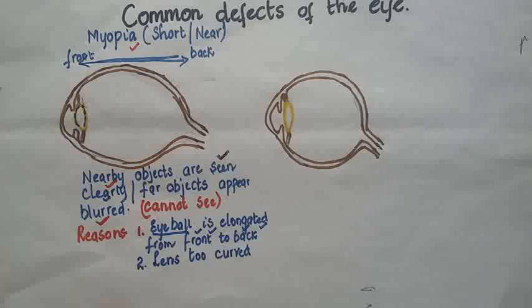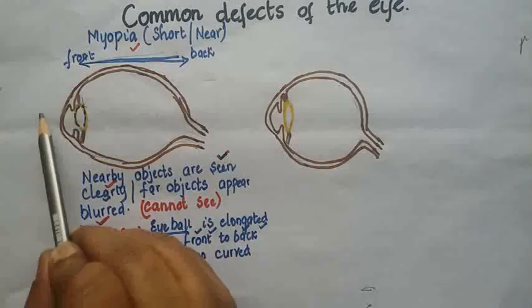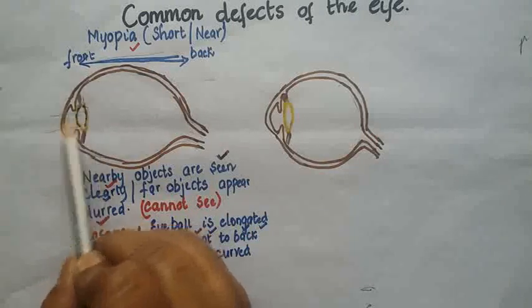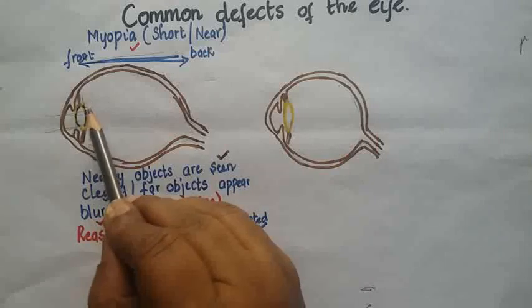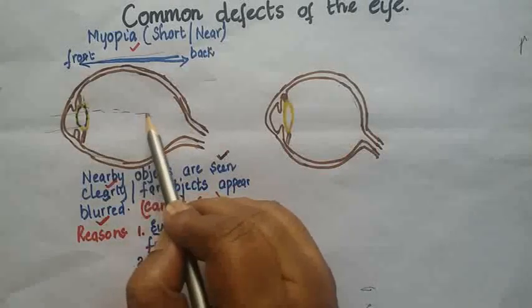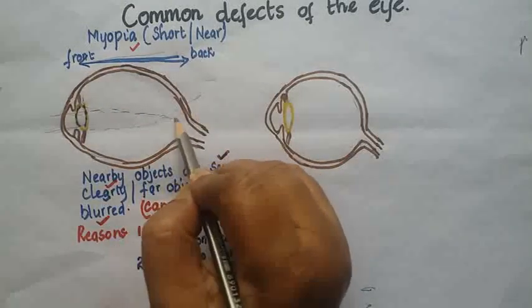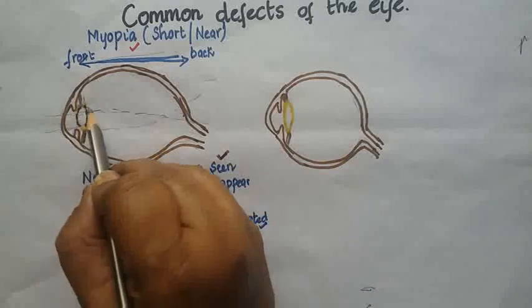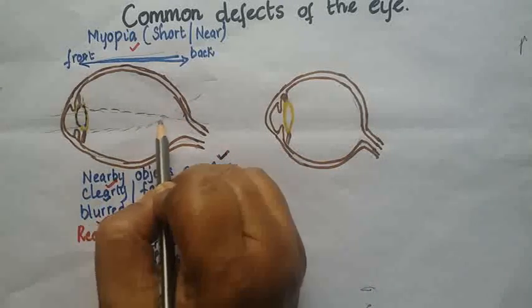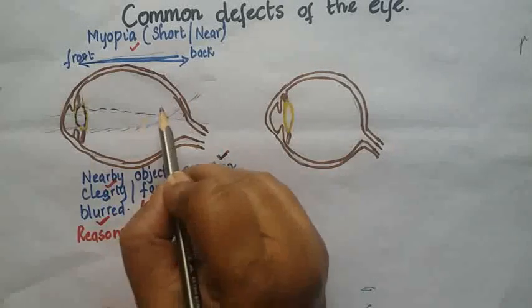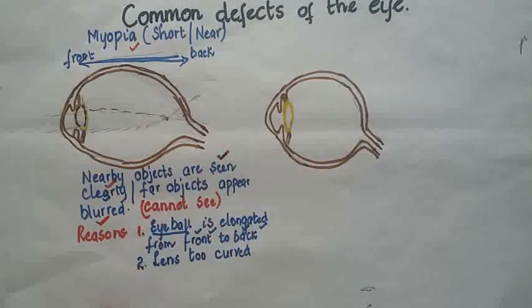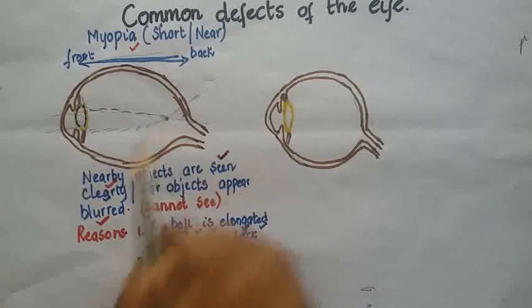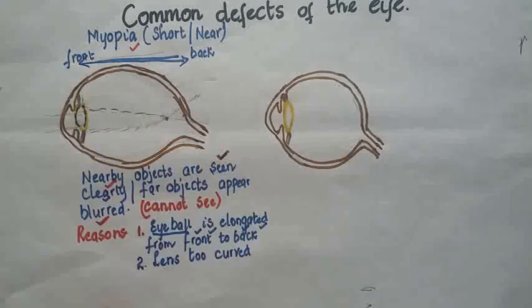In that situation, since the eyeball is elongated from front to back, whenever the light enters into the eye, what happens? The light rays meet in front of the retina. Instead of forming an image on the yellow spot, the light rays are meeting at a point in front of the retina, or you can say that the image of the object is formed in front of the retina, due to which he cannot view the objects which are placed far away. It appears blurred, since the image is formed in front of the retina, as there is a lengthening of the eyeball.